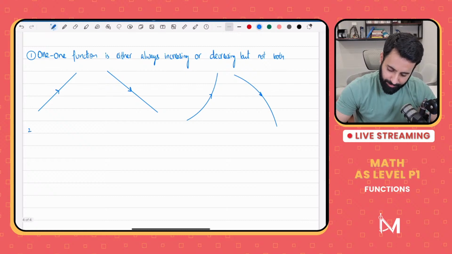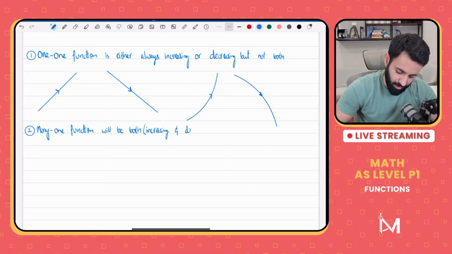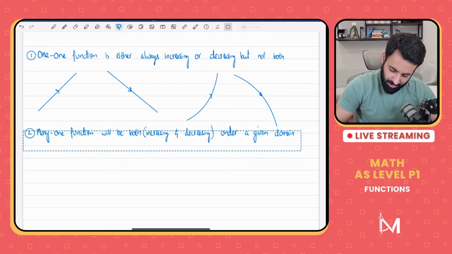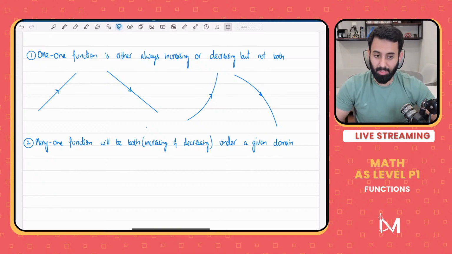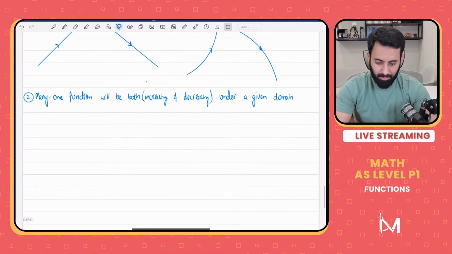A many-to-one function, on the other hand, will be both, meaning that it will be increasing and decreasing under a given domain. So if you have a many-to-one function, it will be both increasing as well as decreasing under a given domain. But yes, what you can do is you can always make a many-to-one function a one-to-one function as well. So we'll talk about that also.